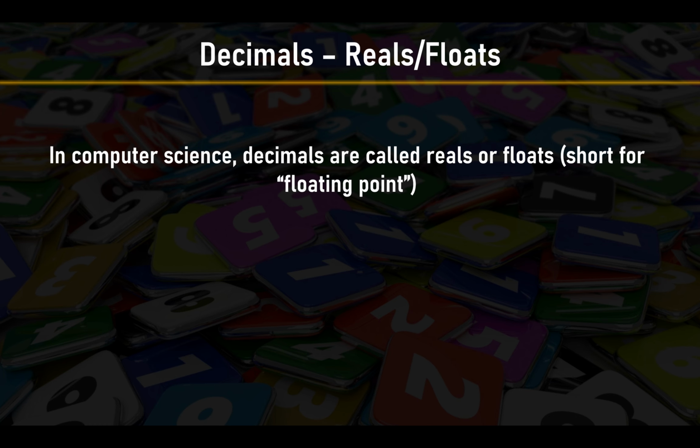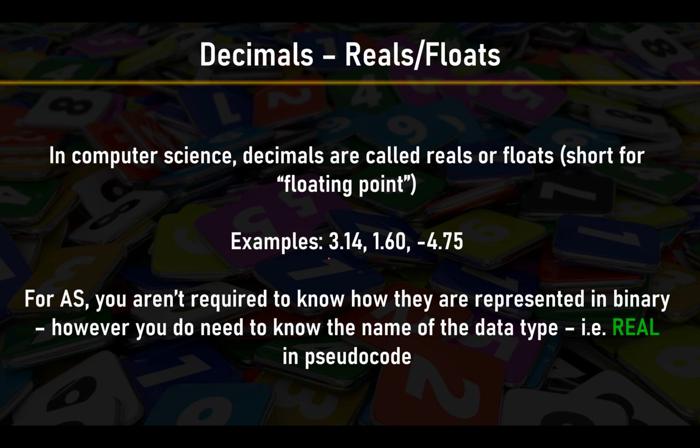So if we look at decimals, decimals are called reals or floats, and float is short for floating point. Just some examples. This one is going to be pi. This one, I think, is the charge of an electron? Or maybe the mass of an electron, or something like that.